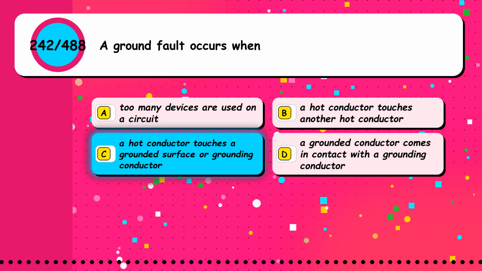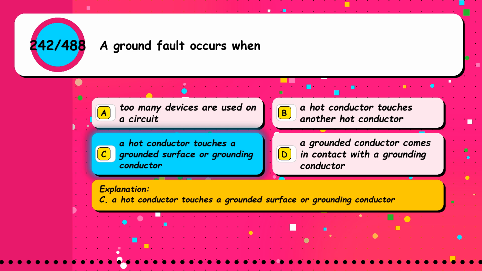The correct answer is option C, a hot conductor touches a grounded surface or grounding conductor.